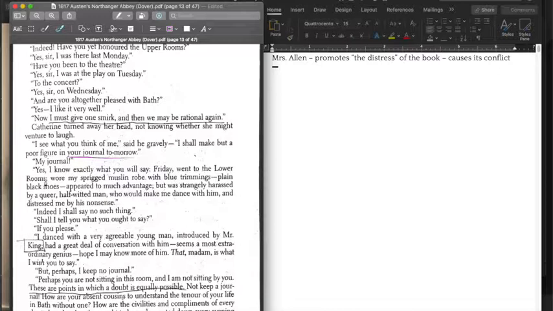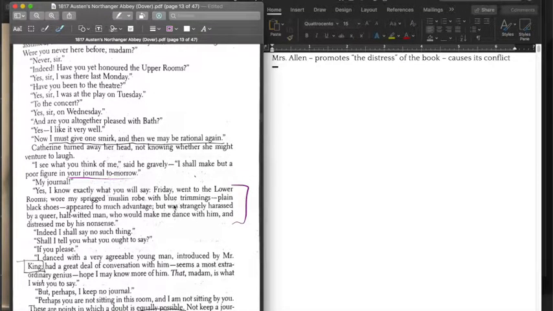Friday, went to the lower rooms, wore my sprigged muslin robe with blue trimmings, plain black shoes, appeared to much advantage, but was strangely harassed. So here he is, like, writing out what he thinks she's going to write in her journal. He's, again, flirting.